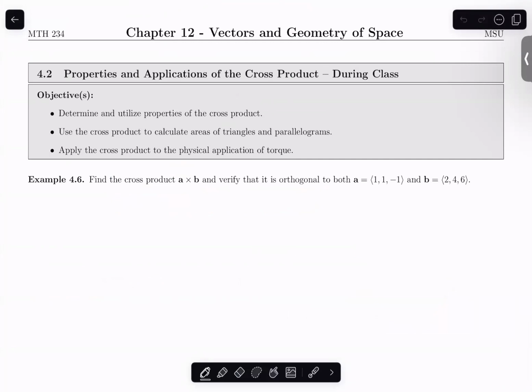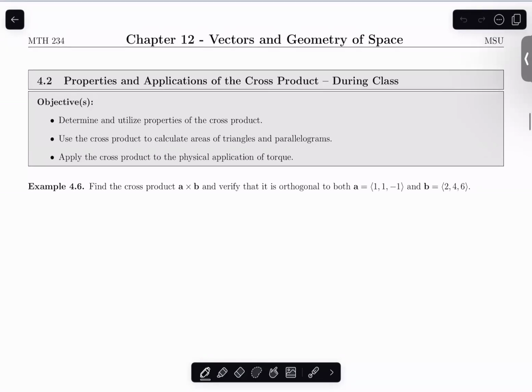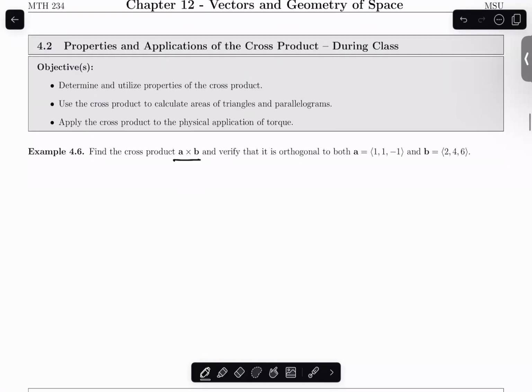So starting off, again, why don't we calculate out a cross product? And better yet, we're going to verify that this thing really is perpendicular to our two given vectors that we have. So again, anytime I want to calculate out a cross product, I'm going to be doing a determinant of a 3x3 matrix. In my first row is always these standard unit vectors, the i, j, k unit vectors.